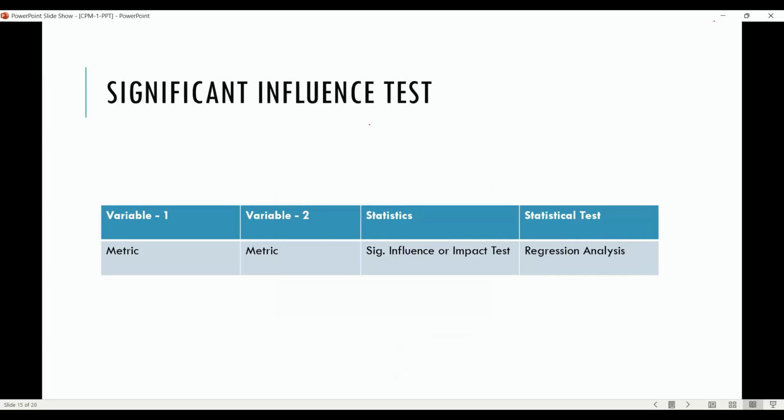So the first and foremost thing is that we have found that both the variables have a significant relationship, but we don't know how far one variable is influencing the other variable. At that point of time, we will be using regression analysis. This regression analysis is what is called forecasting analysis. It is through this that the entire forecasting is done.